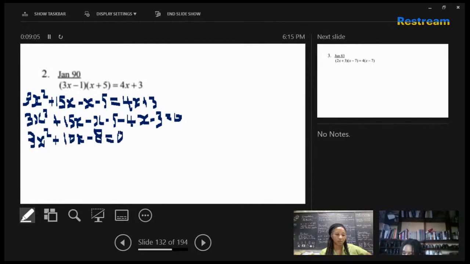So we're going to multiply the 3 times 8, and that will give us 24. Not 8, oh, negative 8, sorry. 3 times negative 8 will give us negative 24.